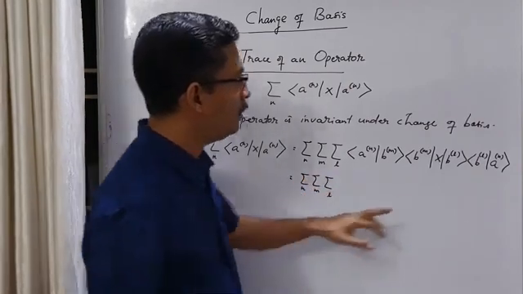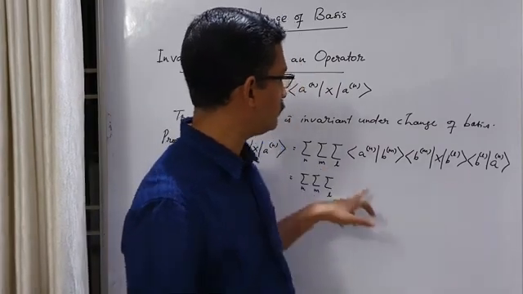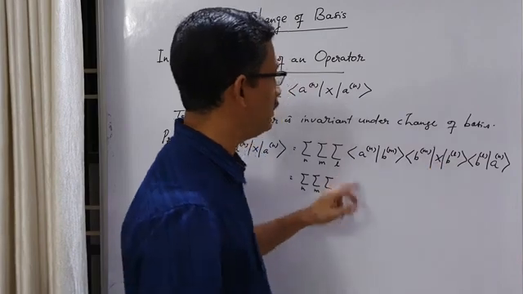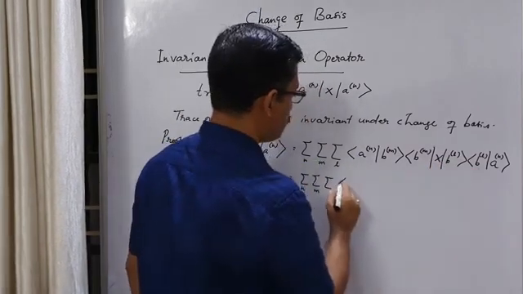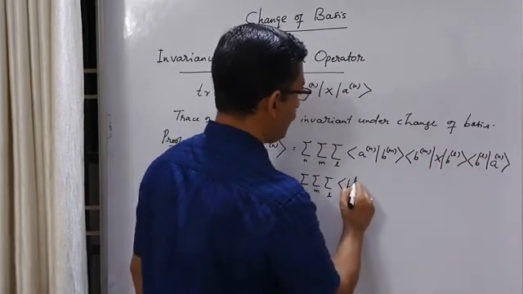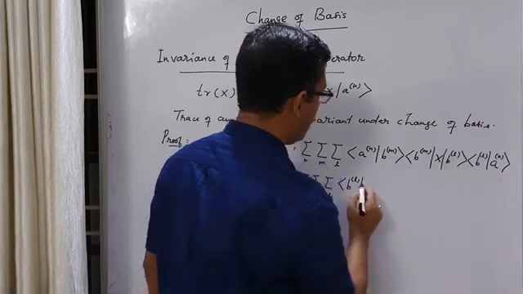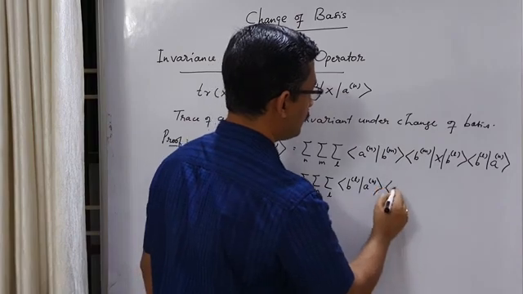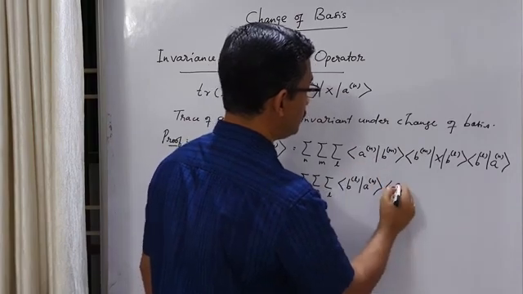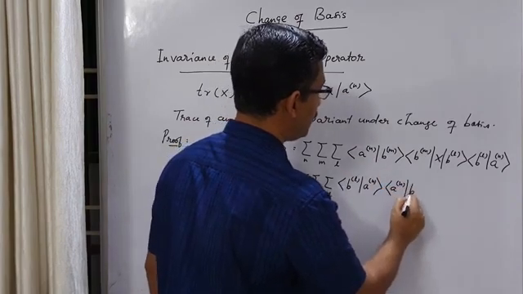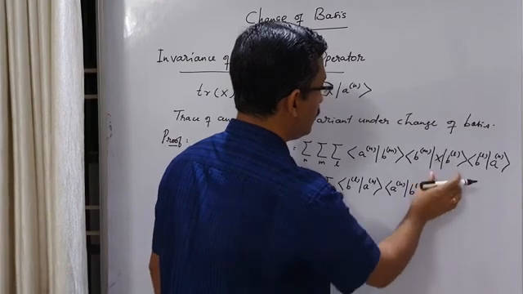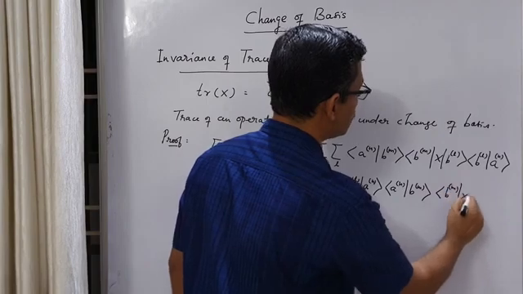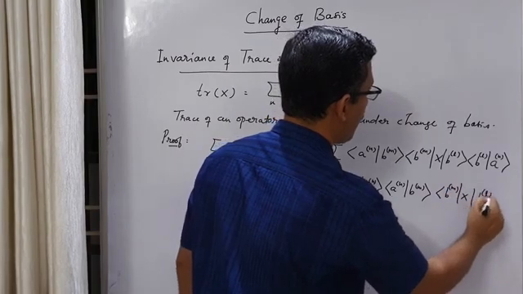Let me take this inner product to this end. So we have bra vector BL, then ket AN, then this one. What is this? Bra vector AN, ket BM, then this matrix element BM X BL.